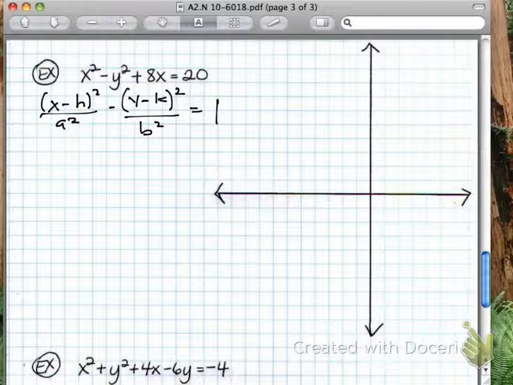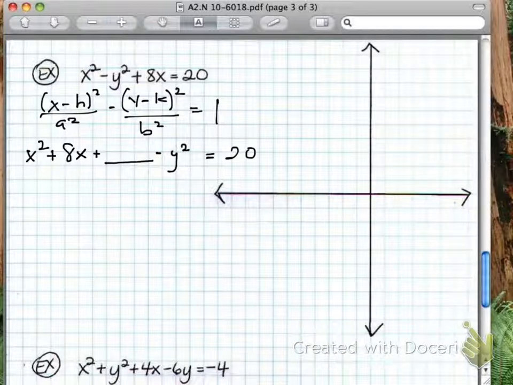Okay, now, here you go. First thing I want to do is what? Complete the square for x. Yes, I want to complete the square. Even before that, put my terms in order. So x squared plus 8x plus something minus y squared equals 20. I'm going to leave that over there for now. If I complete the square, I'm going to have 16. If I add 16 here, I've got to add 16 here.